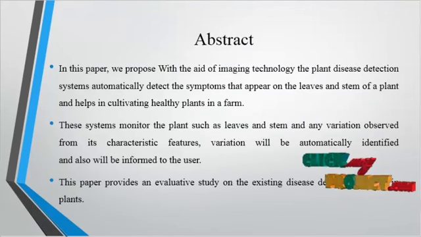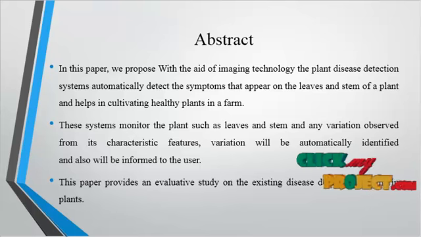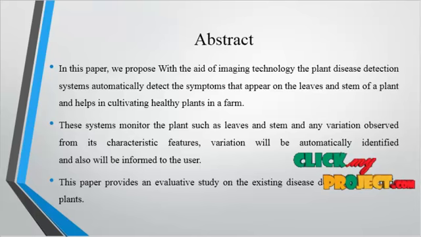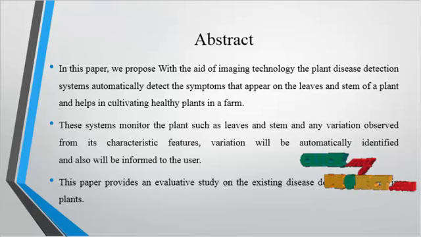In this paper we propose that, with the aid of imaging technology, the plant disease detection system automatically detects the symptoms that appear on the leaves and stems of the plant and helps in addressing health problems in the plant and also in the farm. These systems monitor the plant, such as leaf, stem and other regions, and variations are observed from the characteristic features. Variations will be automatically identified and also informed to the user.